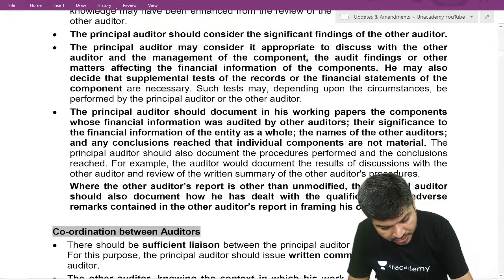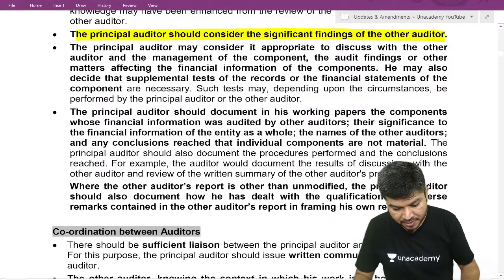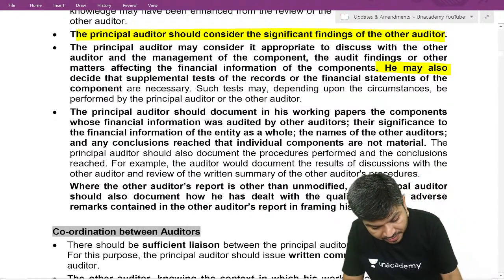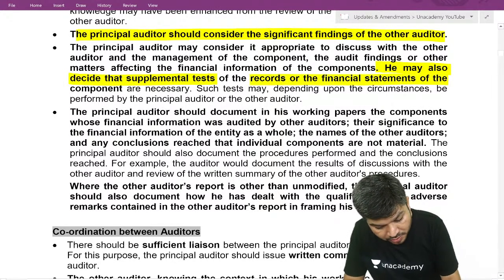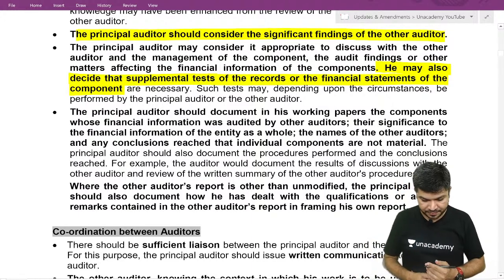The principal auditor should consider the significant findings of the other auditor. He may also decide to do a supplementary test of the records or financial statements of the component. You can do some additional checking as well.